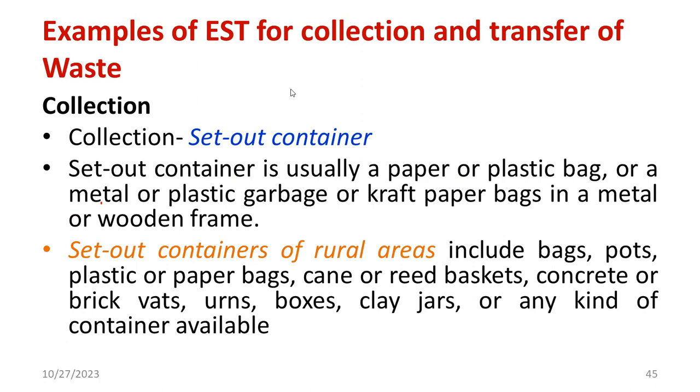Set out containers are usually made of paper, plastic bag or metal, plastic garbage or kraft paper, based on what type of waste you are going to segregate. Also, they include bags, pots, plastic, paper bags, cane. These are the different types of material used for set out containers. We require them to collect the waste temporarily. So that is one type of device.